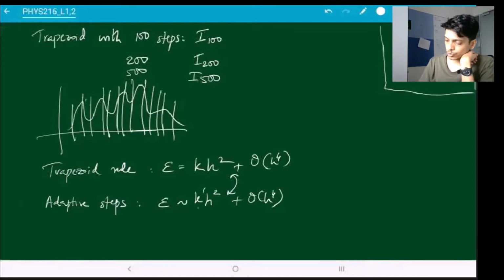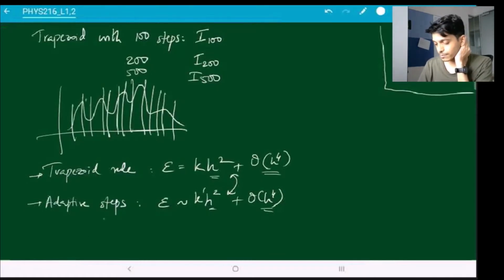So now if you use the trapezoid rule and you use adaptive steps, the answers from both of these to eliminate h squared, then what you will be left with is an error of the order of h to the 4. So you will have improved that even further. So we are not looking at this more in detail, but just to tell you that this kind of method is called Romberg integration.